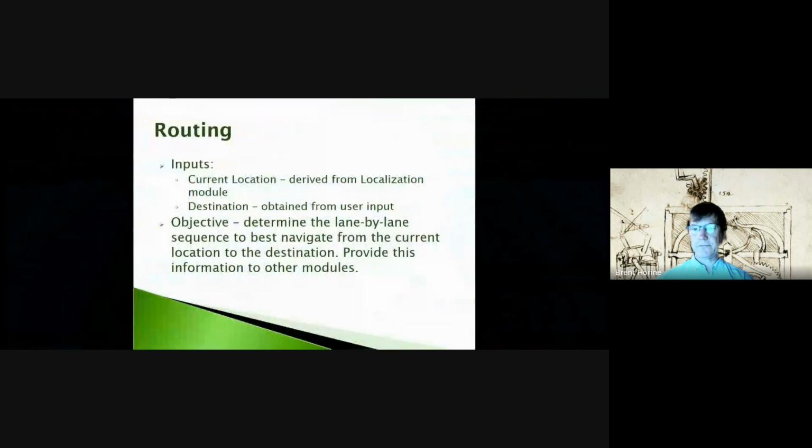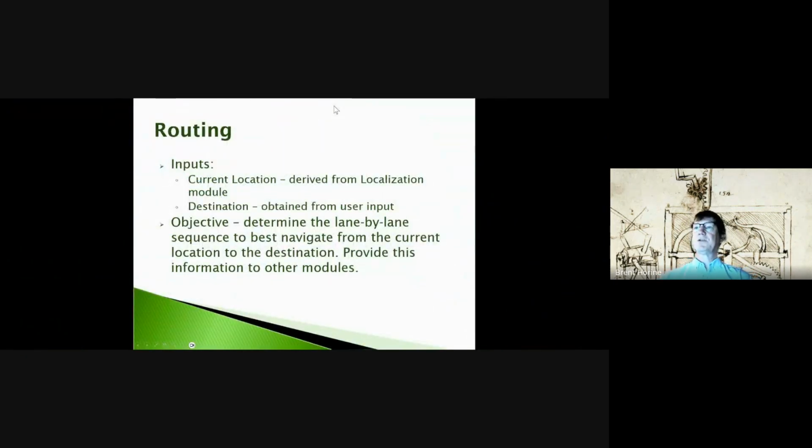Now, again, there's just lots of material to cover in this course. So let's think about routing, right? We have some inputs: the current location of our ego vehicle, which is going to be derived from our localization module. And then where do we want to go? Well, at the high level, that's going to be our destination, and generally that's obtained from user input. You get into a robo-taxi, you've communicated with that robo-taxi where you want to go, right?